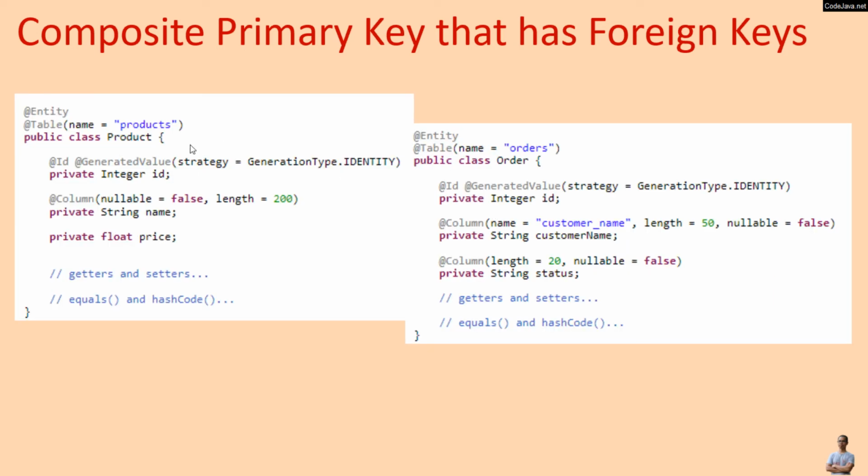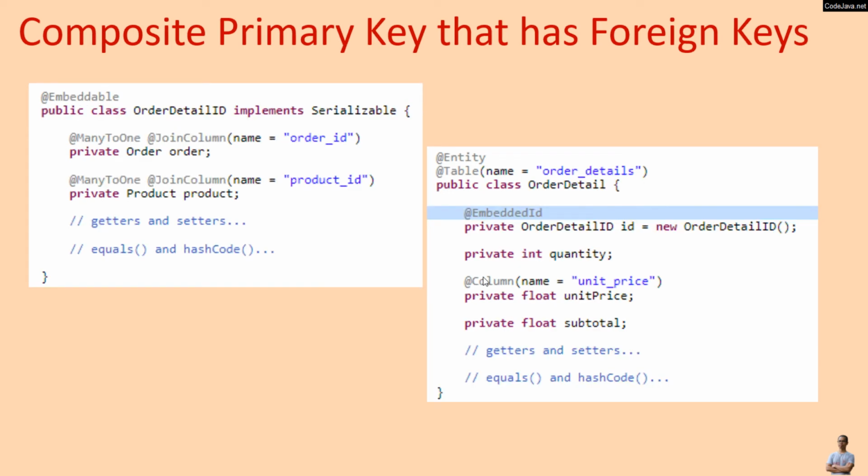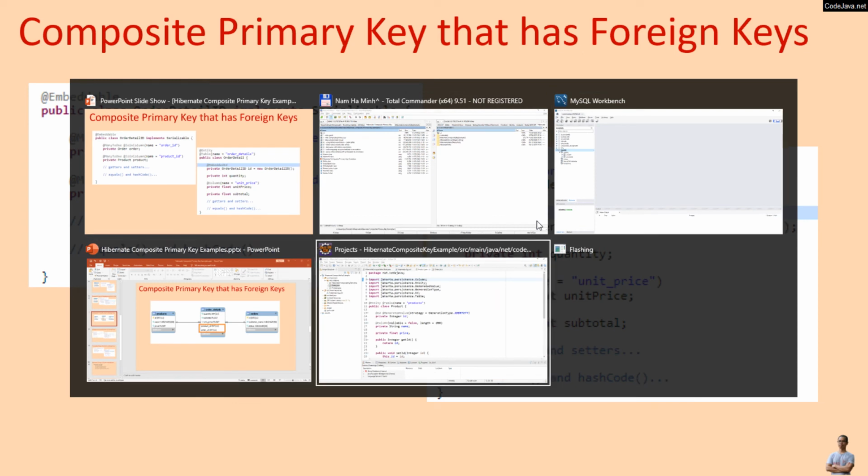So in Java code, we code the product class that maps with the products table like this as usual, and the order entity class that maps with the orders table in the database as usual. And for the composite primary key that has foreign keys, we write the code like this: use the embeddable annotation, and in the fields mapping in the ID class, we use the many to one and join column annotations for the mapping of foreign keys. And then in the entity class order detail, we declare the ID field here, order detail ID, using the embedded ID annotation.